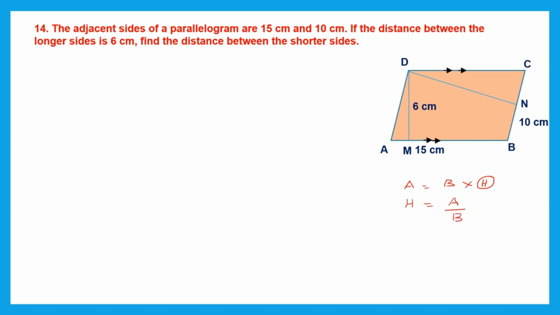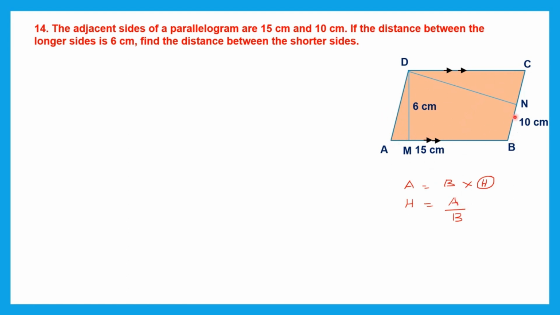That means if we have to find this height, we need to know the area and we need to know the base. Now base we have, isn't it? For the shorter side, the base will be 10 centimeters. Now we don't know the area. So without knowing the area, we can't find the height. Area is for this whole thing. So now we are going to find the area of the other side, that is the longer side.